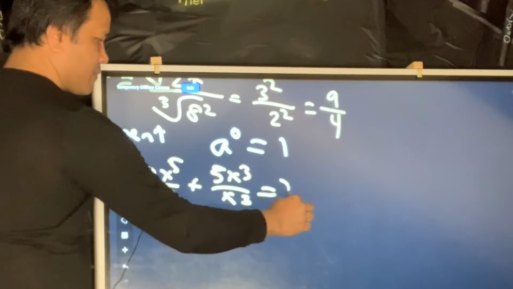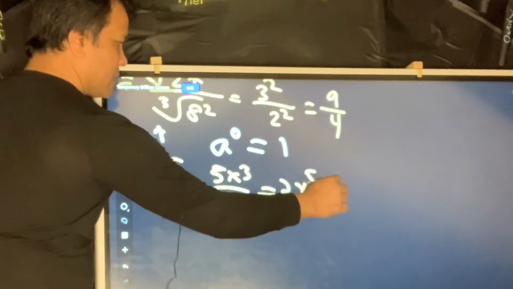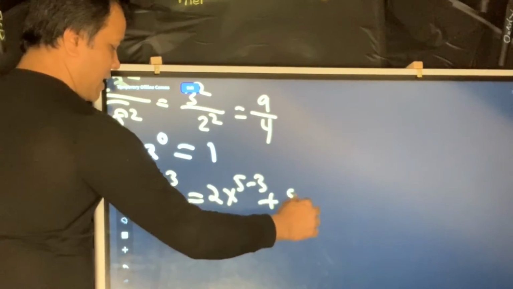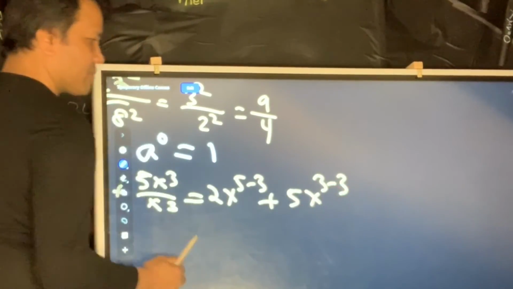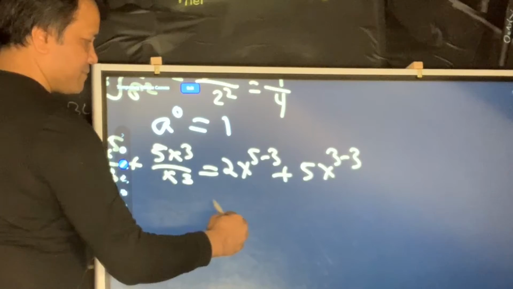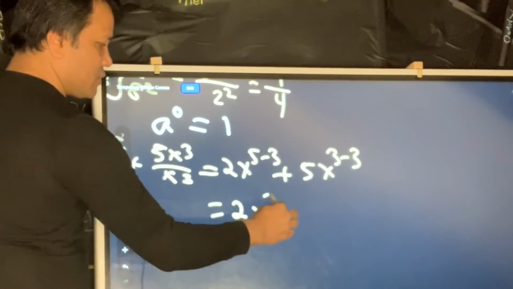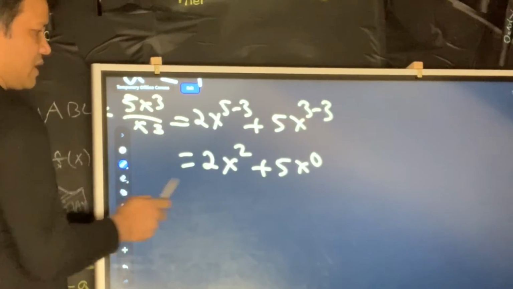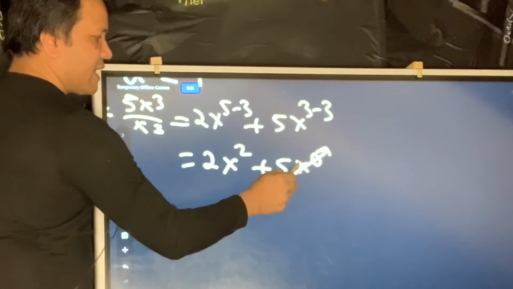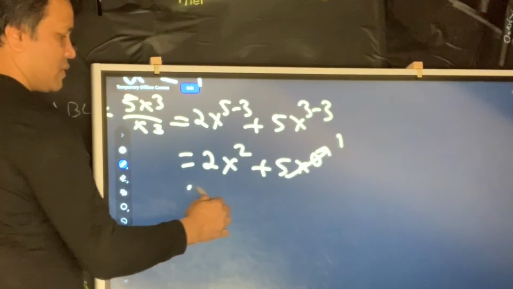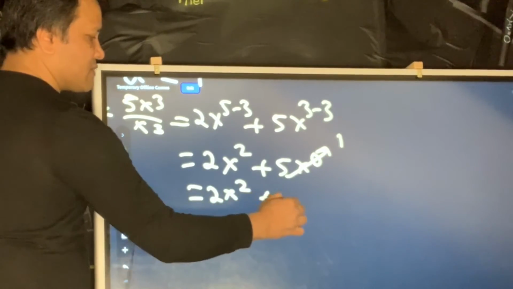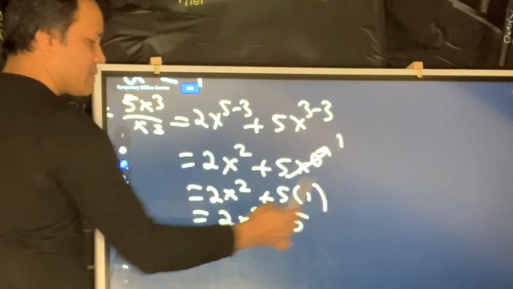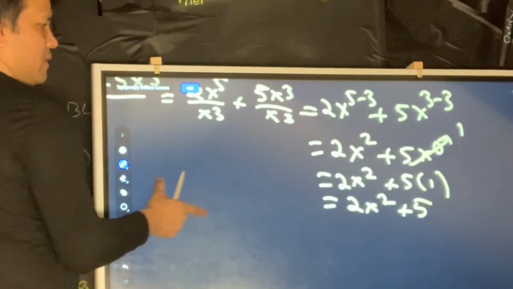So 2x^(5-3) plus 5x^(3-3). So what do we get? 2x^2 plus 5x^0. Here we're going to use the zero exponent: x raised to 0 is 1. So 2x^2 plus 5 times 1, which is 2x^2 plus 5.